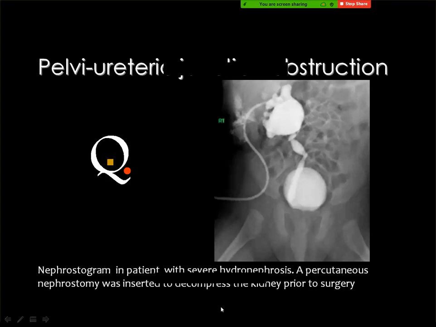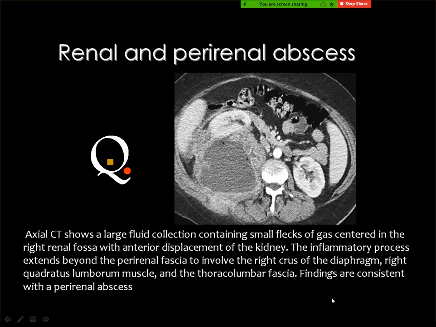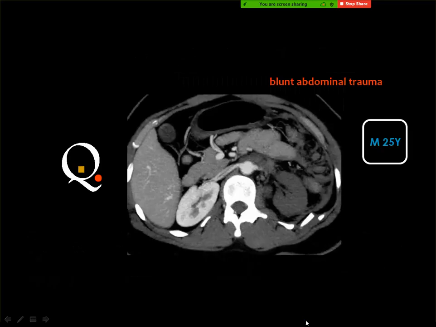PUJ obstruction. Yes, and this is percutaneous nephrostomy for pelviureteric junction obstruction. Yes, and this is a kidney abscess extending into the perinephric space and is considered a renal and perirenal abscess.